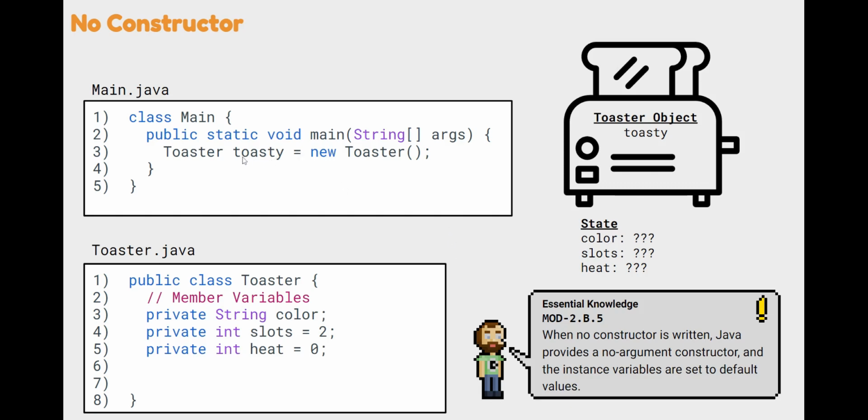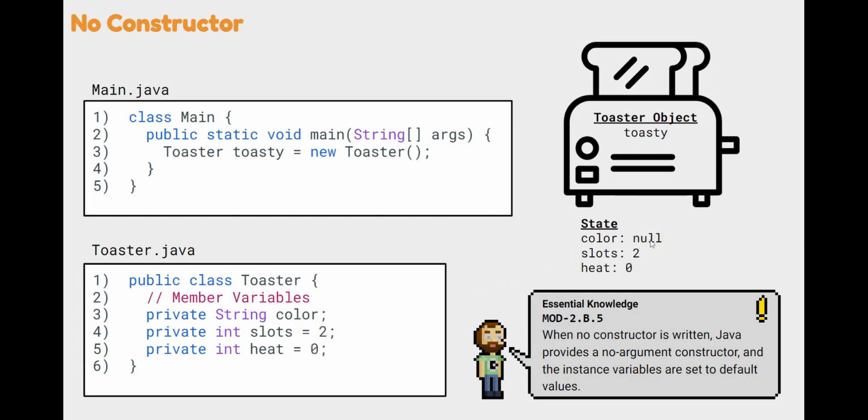Here's another toaster that we're making called Toasty. We're calling that no parameter constructor. In this case, we know Java does add that no parameter constructor for us. We have on line 3, color does not have a default value provided by us when we wrote the class. Slots and heat do. What would that initial state of that toaster be? Well, if we don't provide a default value, color will be null, and then it will use the provided default values of 2 for slots and 0 for heat.